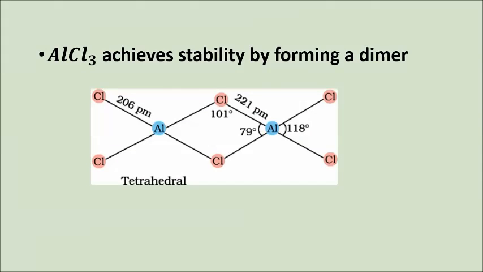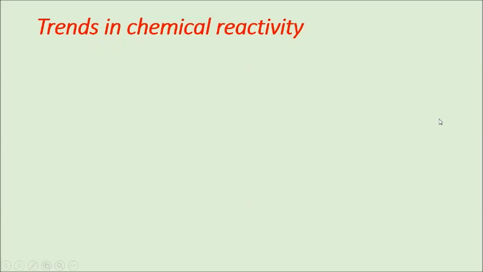Aluminium trichloride attains stability by forming a dimer. That means two molecules of aluminium chloride will be there, which is a stable configuration. Otherwise, we know that it is an electron deficient molecule. So this is the structure for aluminium trichloride. Now let's see the chemical trends in the reactivity.